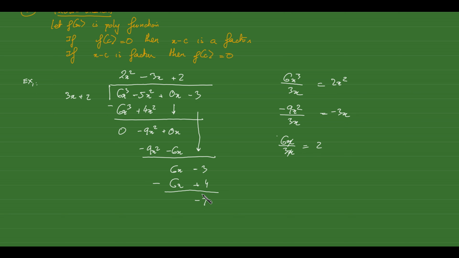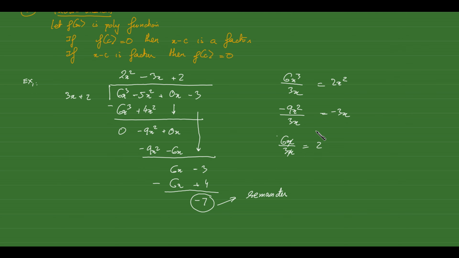What does it mean over here? This is the remainder. We have to stop right here because negative 7 has a smaller degree. This is 0 degree and the divisor is first degree. If it is smaller, we cannot do more division. So this is the remainder.